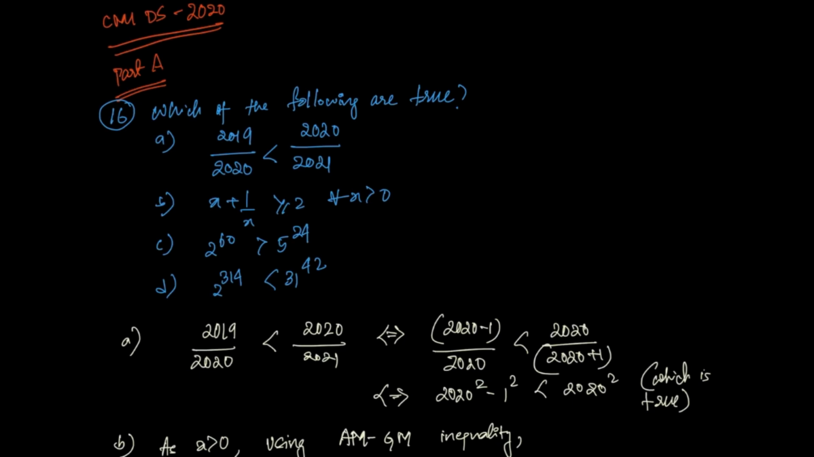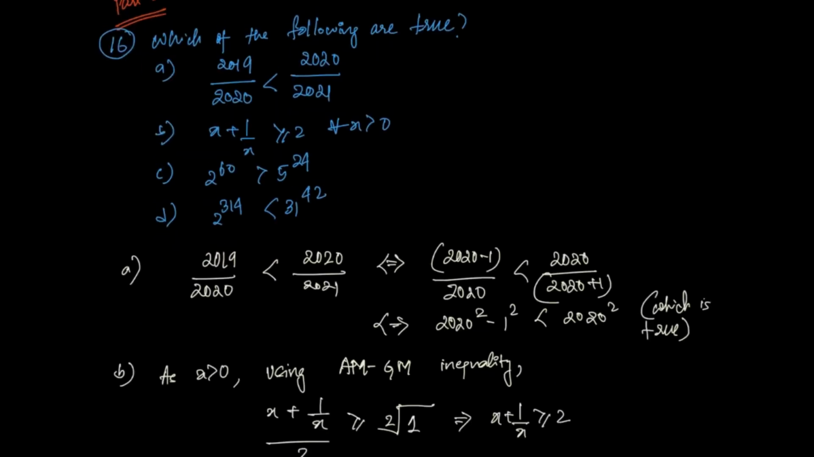So we'll be looking at some questions from part A of the CMI MSc entrance from 2020. The questions will be primarily focused on inequalities, and we'll see what concepts of inequalities we can use to solve these questions. Also, these questions are from part A, so they are either multiple correct or single correct. So let's go ahead.